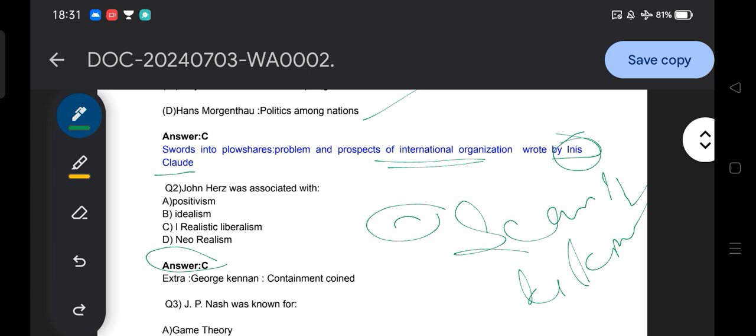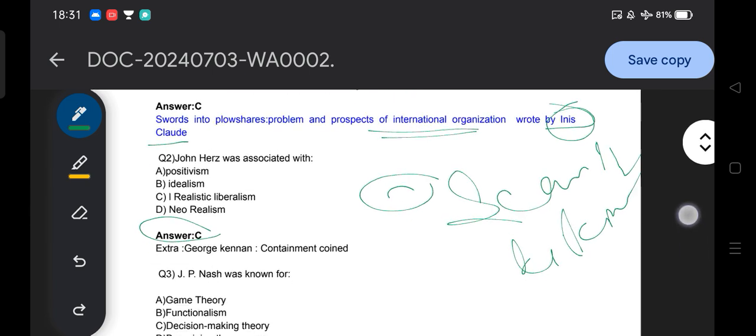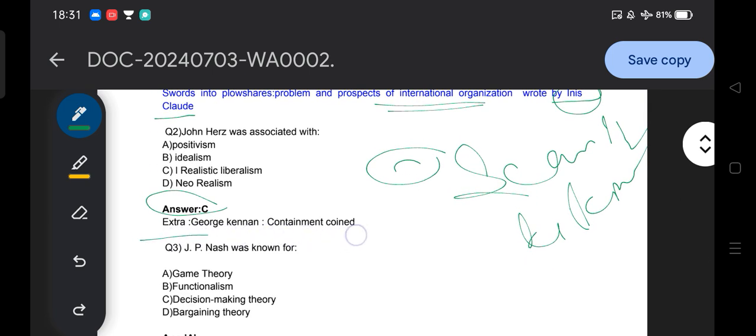Another extra information for all of you: the concept of containment. The word containment was coined by George Kennan. You need to write down in your notes: John Herz, security dilemma; George Kennan, containment. So you have to remember that. Then moving to the next question, I have already mentioned here that George Kennan coined the word containment.